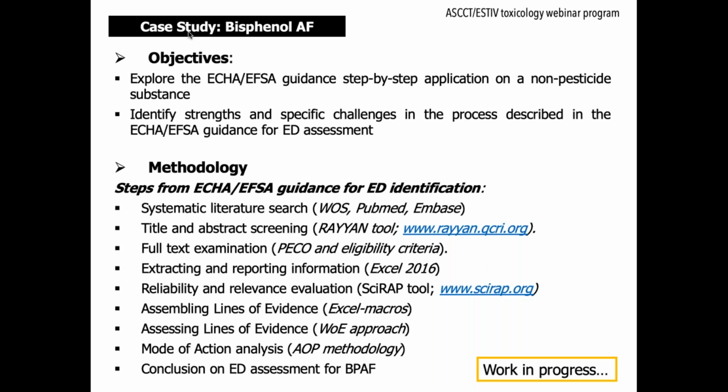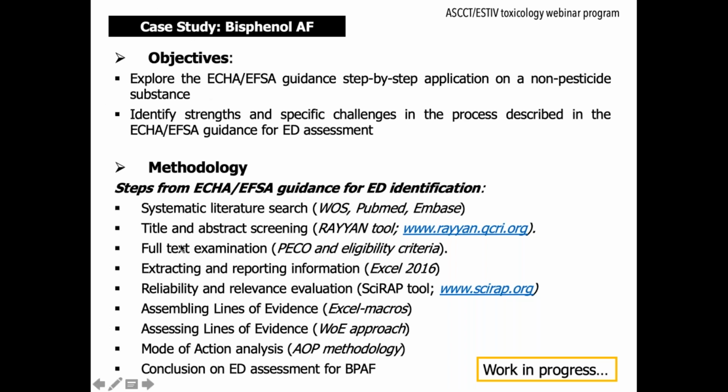But the aim of the project was to explore the guidance application step by step on a non-pesticide substance and to identify the strengths and specific challenges in the process. Bisphenol AF was selected as model substance due to the amount of available data, the concern for human exposure and risk, and its similarities to bisphenol A, a known endocrine disruptor.